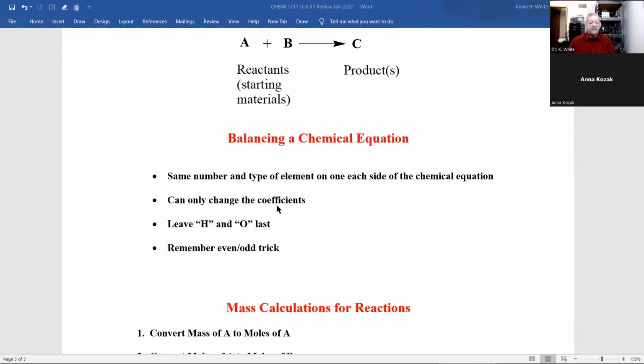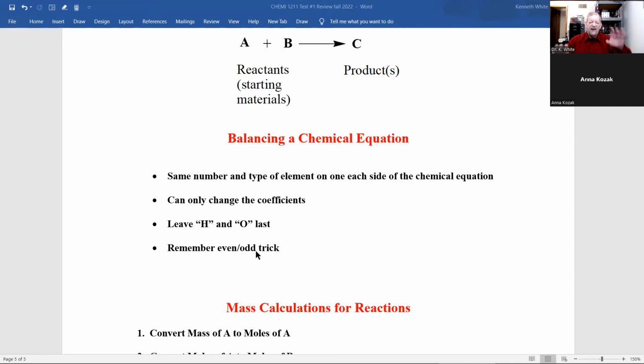That's called peroxide. You can only change the number in front, the coefficients. Now, my advice when you have a complex chemical reaction or chemical equation to balance, leave hydrogen and oxygen last. It works for me. You don't have to, but it makes your life a lot easier. I don't know about you, but I like my life being a lot easier. Also helps you get a better grade on the test. And on test one, there'll be four balanced chemical equations. It's that important in chemistry.